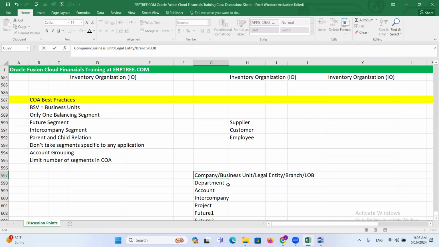And department, yes, in most of the projects we use the same naming convention. And sometimes clients will ask us, this is going to act as a cost center, keep it as a cost center. Okay, sometimes they will just ask us to name it cost center or profit center also.